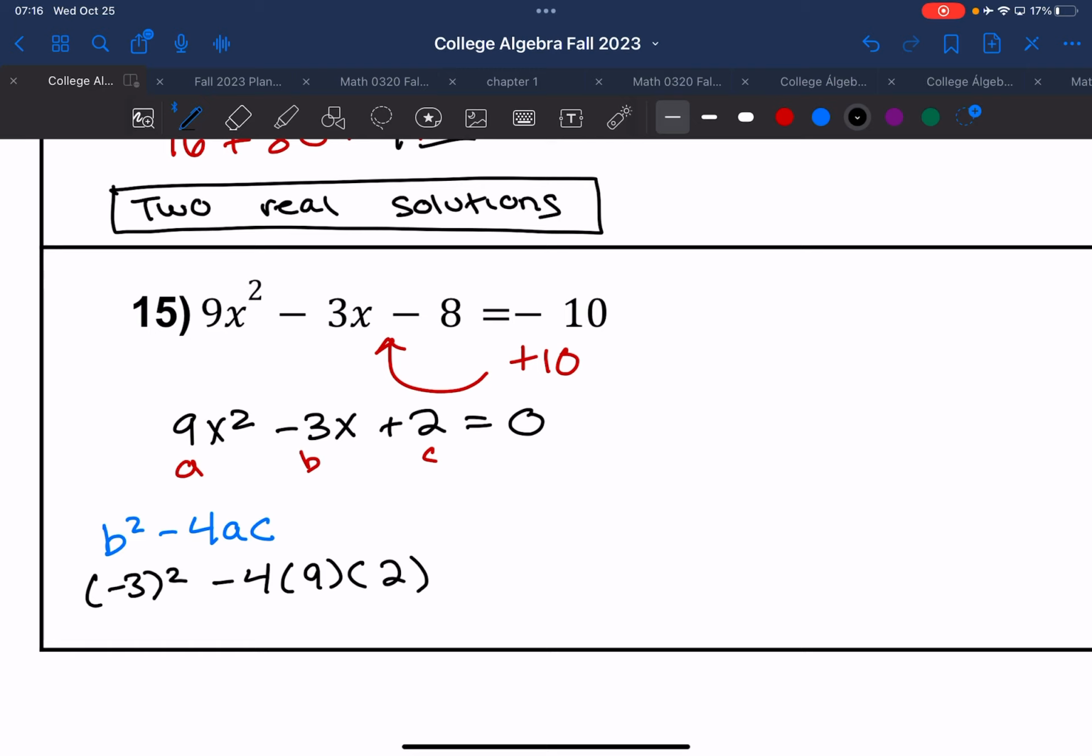So when we plug everything in, we get negative 3 squared minus 4 times 9 times 2. Negative 3 squared is 9. Negative 4 times 9 times 2 is a negative 72. So we don't even have to finish this because we know 9 minus 72 is going to give us a negative number. And that negative number is negative 63. So that tells us what about our solutions? Good, it has 2 imaginary solutions.